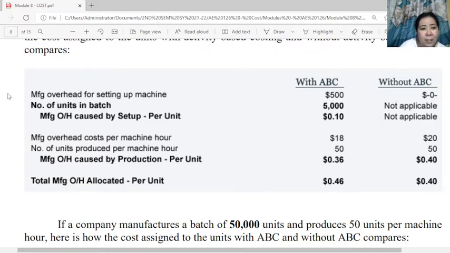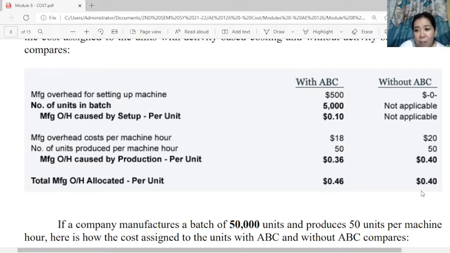Okay. So manufacturing overhead cost per machine hour is 18 as calculated earlier. Number of units produced per machine hour is 50. So therefore, manufacturing overhead cost by production per unit is 0.36. So that's 18 divided by 50. Whereas in traditional, we use the full 20 per machine hour divided by 50. So manufacturing overhead cost by production per unit here is 0.40. So total manufacturing overhead allocated per unit under the ABC is 0.46. That's 0.10 plus 0.36.